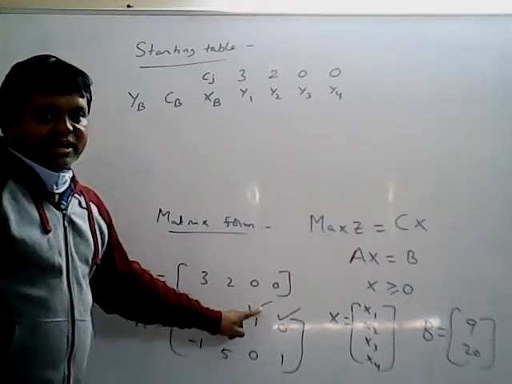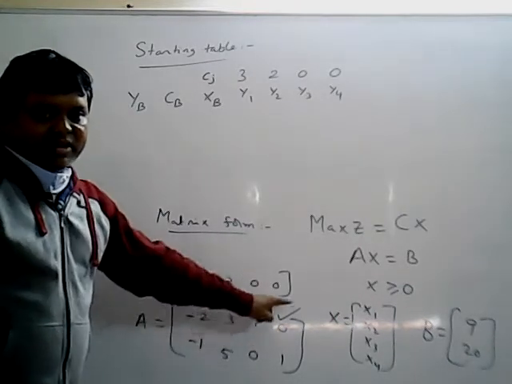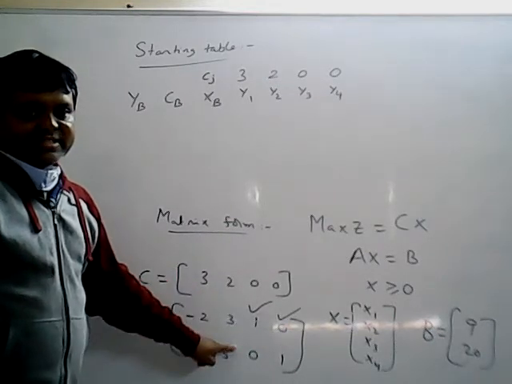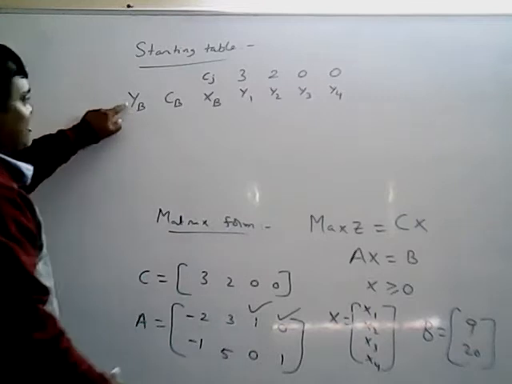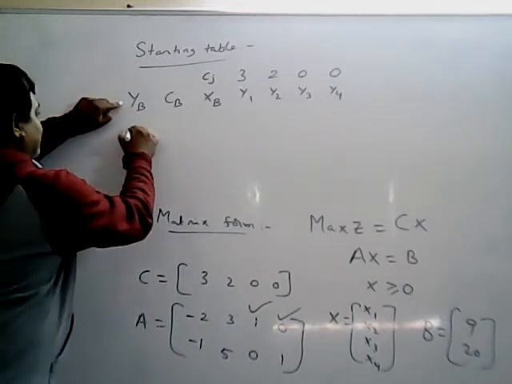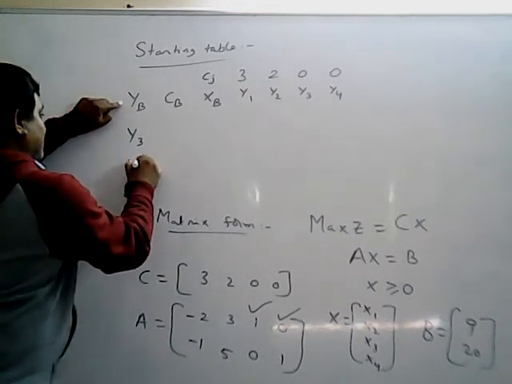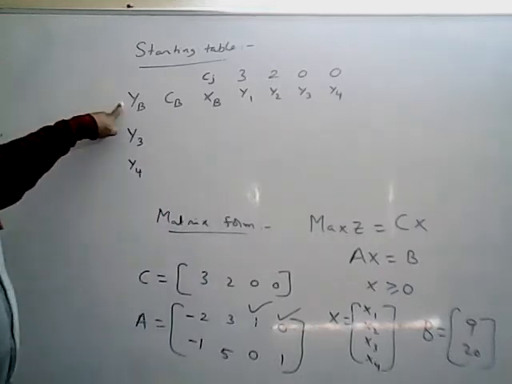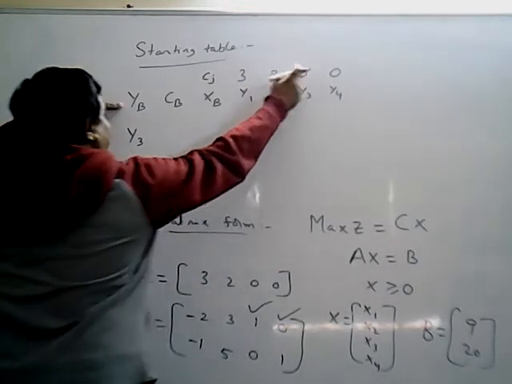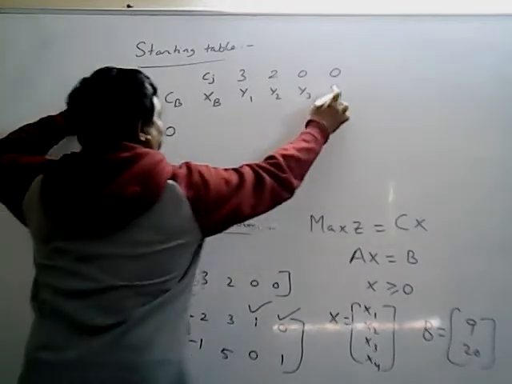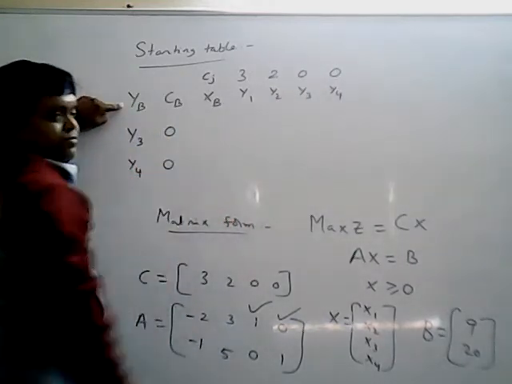First x3, because you have to enter in order. First 1 0, after that 0 1. So 1 0 means x3, and 0 1 means x4. x3 means the basis variable is y, so I denote it as y3. So y3 is the first variable, and after that y4. Now see the cost. The y3 variable cost is 0, and the y4 variable cost is 0.